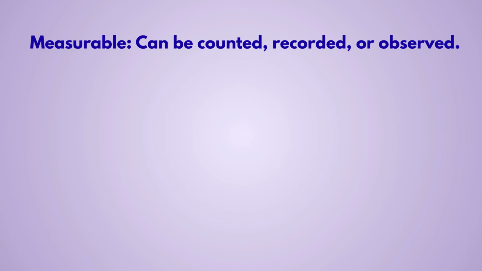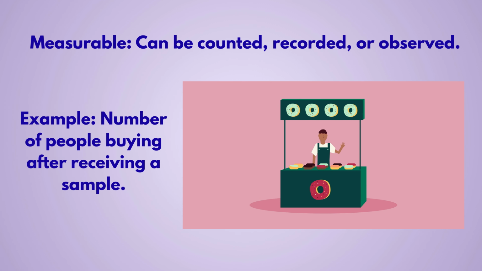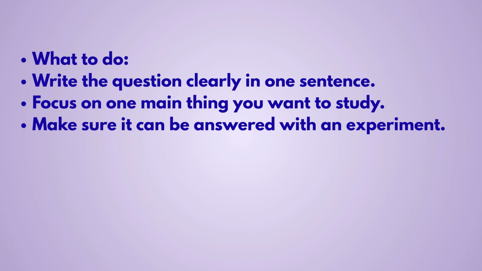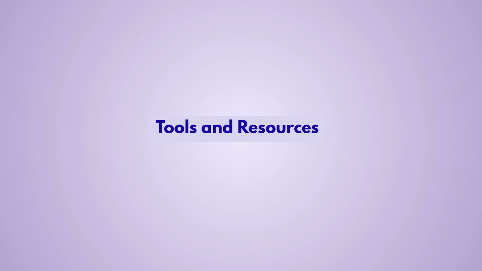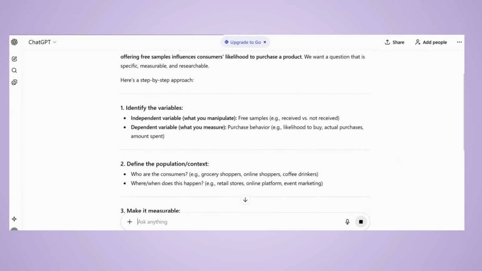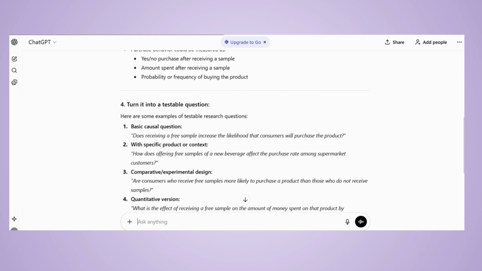Measurable means you can count, record, or observe it. In our example, the measurable part is the number of people buying after receiving a sample. What to do? Write the question clearly in one sentence. Focus on one main thing you want to study. Make sure it can be answered with an experiment. Tools and resources. ChatGPT can help you refine your question. For example, you can ask, help me turn my idea into a testable research question about sales.